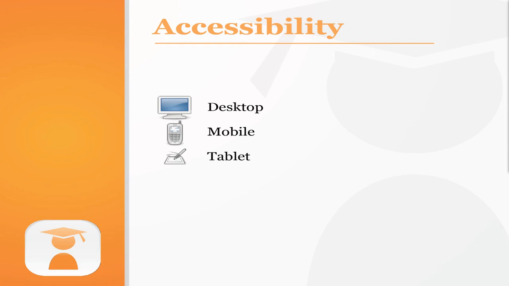So this is it. This is all about accessibility. Accessibility can mean a lot of different things to different people in various contexts. For what we're on about, it is all about designing online learning with consideration for these different device types that users might have access to.